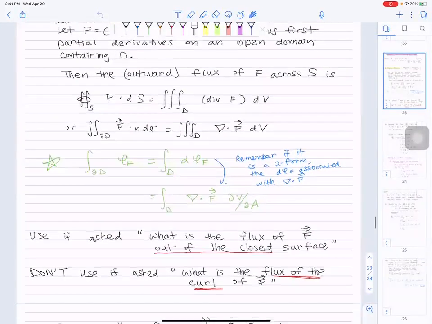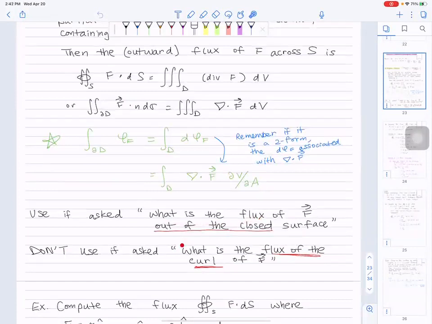And so how do you know when to use Gauss's theorem? If it says, what is the flux out of the closed surface, or out of some surface, then you want to use Gauss's theorem. If it says something like find the flux of the curl, that language is telling you not to use Gauss's theorem. You should probably use Stokes' theorem if it says flux of the curl.